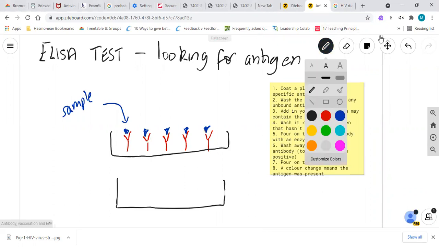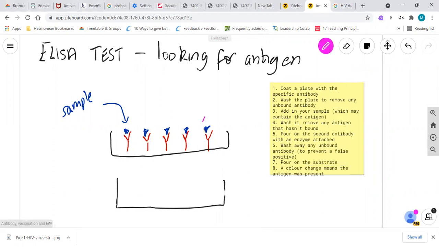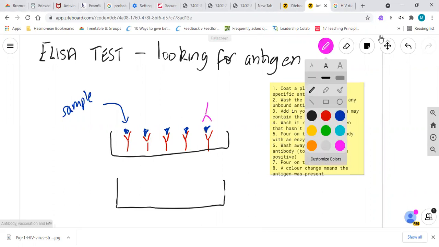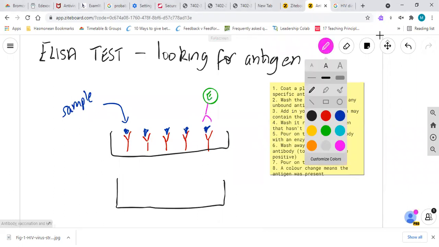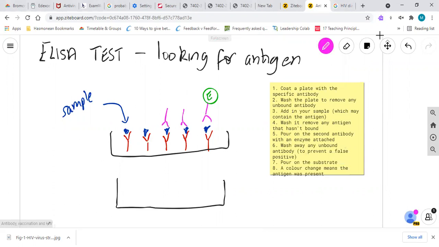And then the next thing we're going to do is pour on another antibody, a second antibody, but this antibody is a little bit special because it contains, attached to the end of it, an enzyme. And if the antigen is present, then the antibody will bind. Again, some might not bind, so we have to wash it.